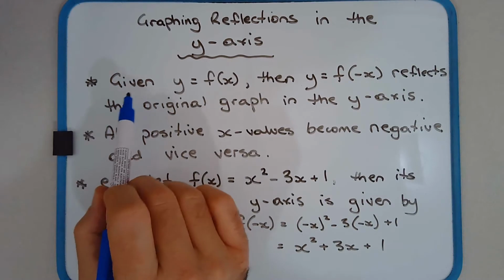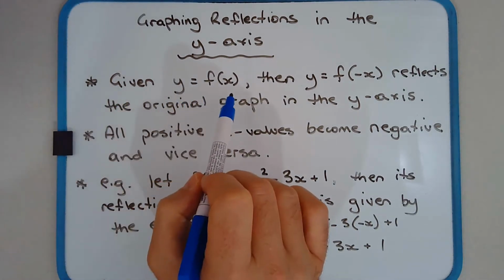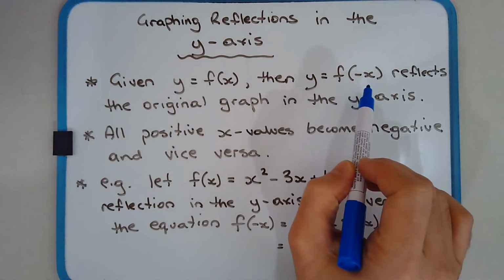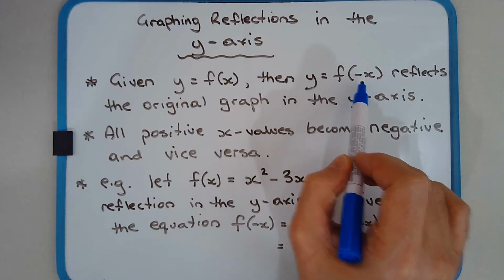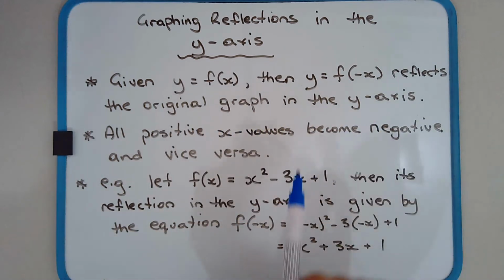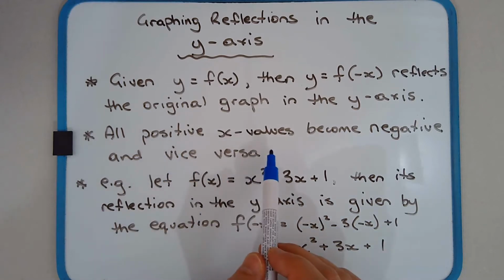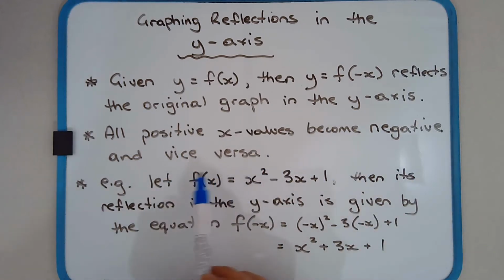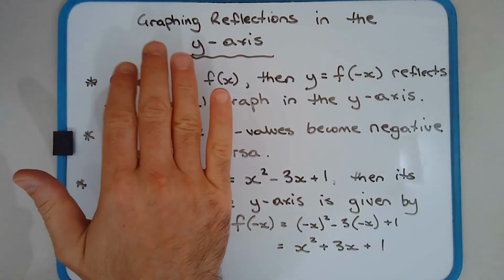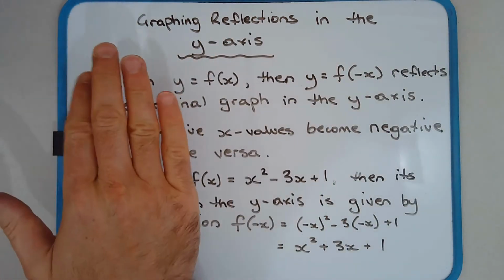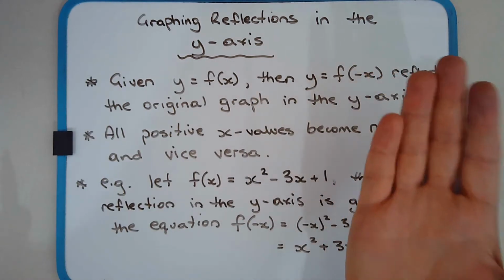So the first point, let's have a look at it. Given y equals f of x, then y equals f of negative x. Now notice where the negative is, instead of being in front of the f, it's now in front of the x itself. It reflects the original graph in the y-axis. So practically, what that means is that all positive x values become negative and vice versa. Whatever's positive becomes negative, whatever's negative becomes positive. So effectively, whatever's in quadrants 1 and 4 gets flipped to quadrants 2 and 3, and whatever's in quadrants 2 and 3 gets reflected back to quadrants 1 and 4.